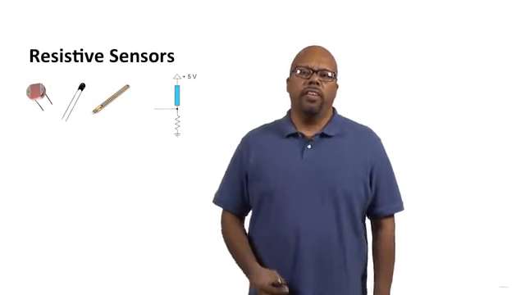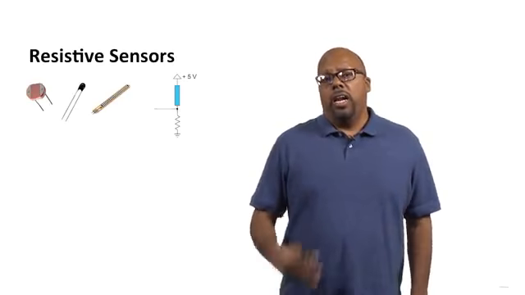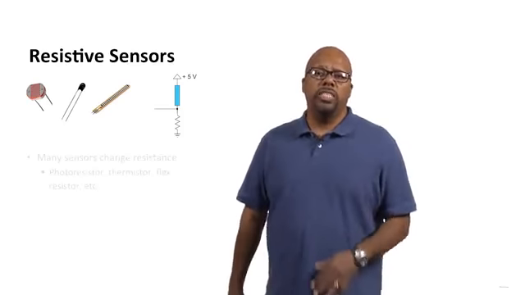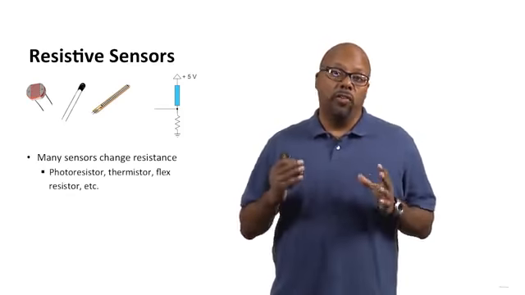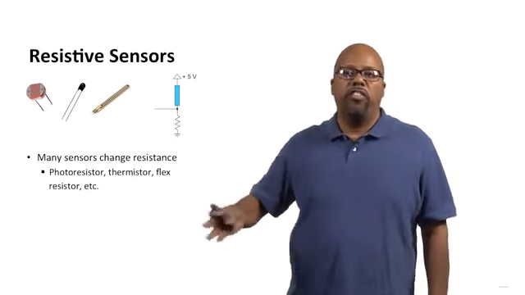There are several different types of sensors. Right now we'll talk about some simple sensors. And a lot of simple sensors we'll call resistive sensors. What they do is they change resistance. So they act like resistors, okay? But they are resistors whose resistance changes according to some environmental effect.